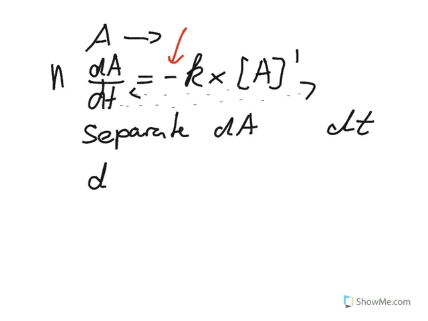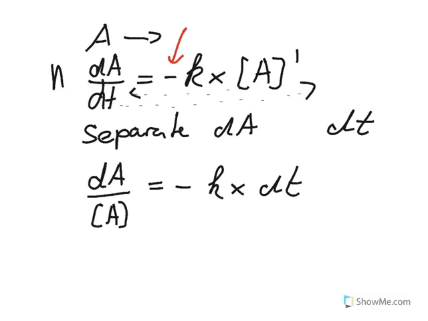So what we get is dA over the concentration of A, don't write to the power of 1, equals minus k times dt. So we've got our variables separated. Now we can do the reverse operation of the differentiation, and the reverse operation of differentiation is integration. So I indicate it like that. So we integrate both sides of this equation. Now we can write the right-hand side of this equation in a slightly different form.